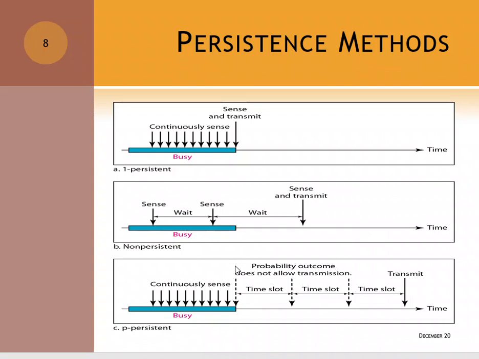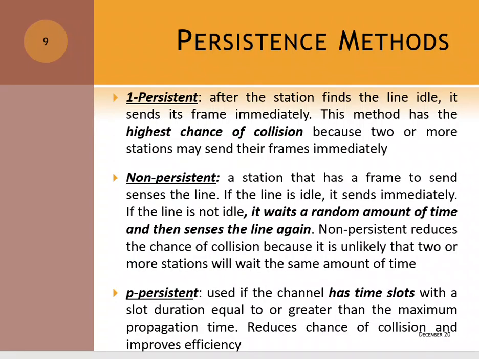Itu adalah non-persistent. Kalau P persistent, okay, P persistent ni dia lebih kurang sama dengan one persistent tadi. Okay, continuously sense, then katalah line tu dah idle, dia akan gunakan konsep probability outcome. Okay, if the probability outcome does not allow transmission, it has to wait for time slot. Okay, berdasarkan probability, yang ni ada probability. Bila probability dia kira kebarangkalian boleh hantar, dia akan hantar. Okay, so explanation for these three persistent methods, you can see here.